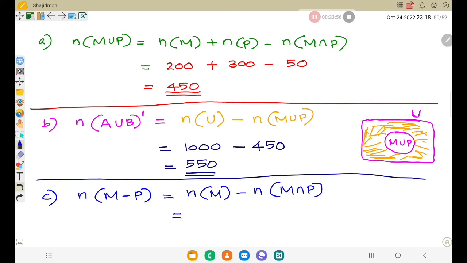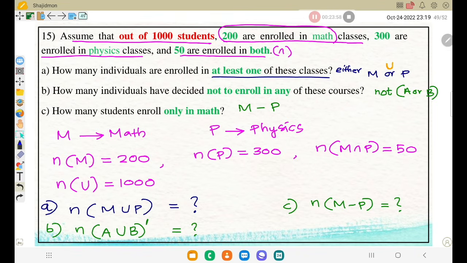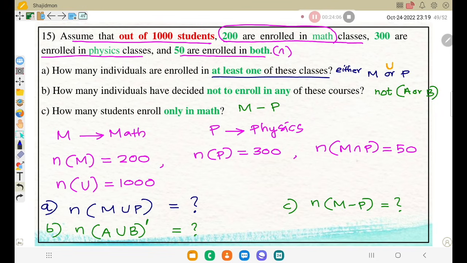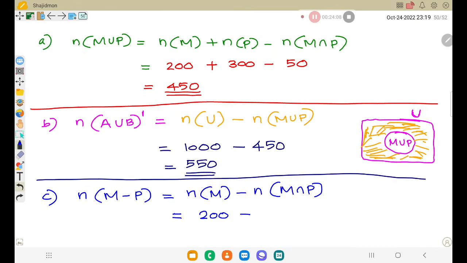Now you can check the answer. What is the number of students in mathematics? 200. 200 minus number of M intersection P, both mathematics and physics. How many students? 50. So 200 minus 50 means 150. So this is the number of M minus P we are getting. I hope you understood this question.